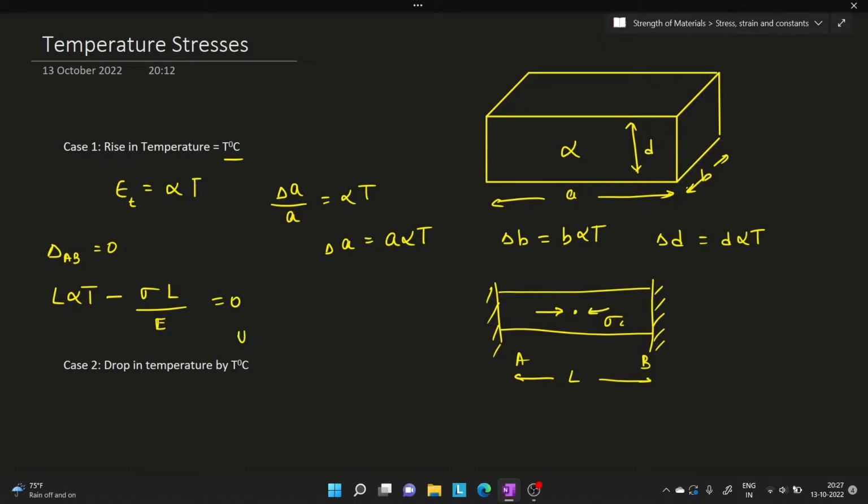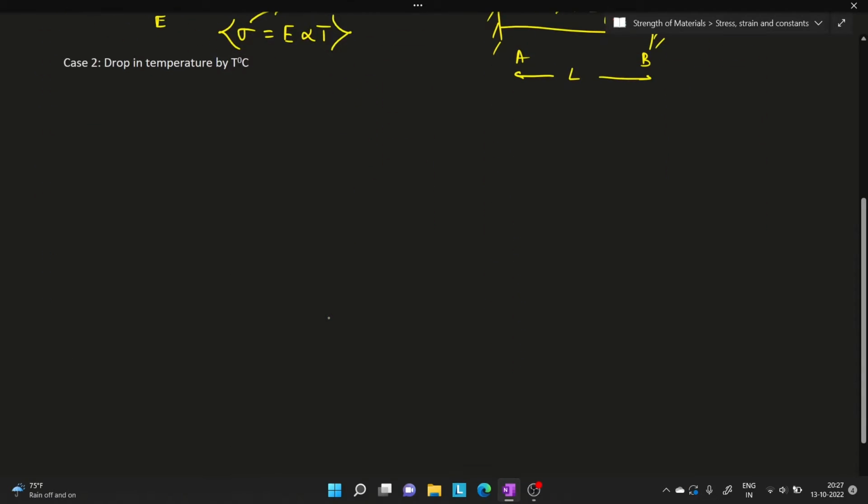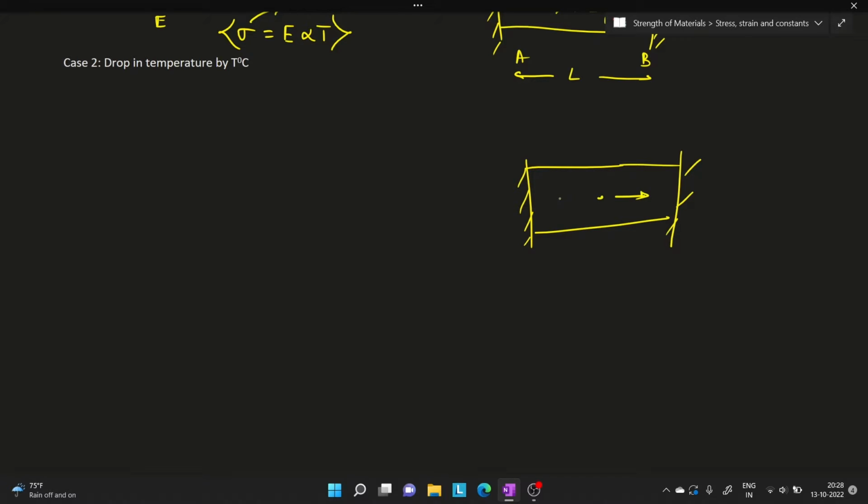If I rearrange this and solve for sigma, I'll have E alpha T. So this is the stress developed due to the rise in temperature. Coming to the next case, because of the drop in temperature, let's say I have a similar bar on a fixed joint. If the temperature drops, the material will contract, but since it is at rigid ends, it is not free to contract. So now this bar will experience a tension force, and this would be the sigma.